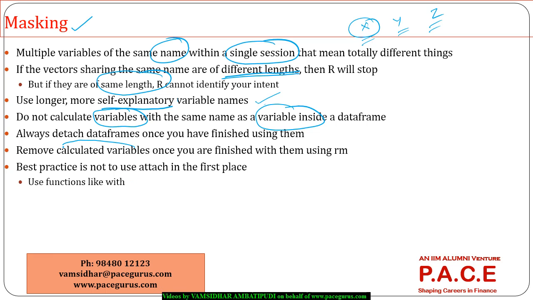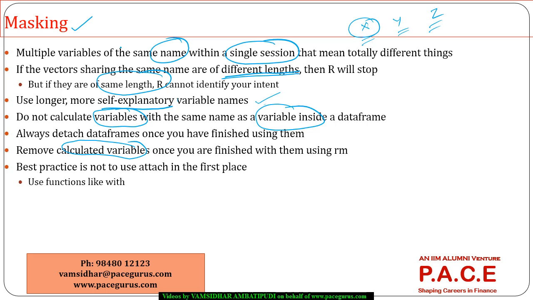And whatever your calculated variables are, if you have used any kind of intermediate calculated variables, once you are finished with your calculation process, try to remove them using the rm function. And finally, one of the important suggestions is, try not to use attach in the first place itself. Don't even attach the data frame at any point.